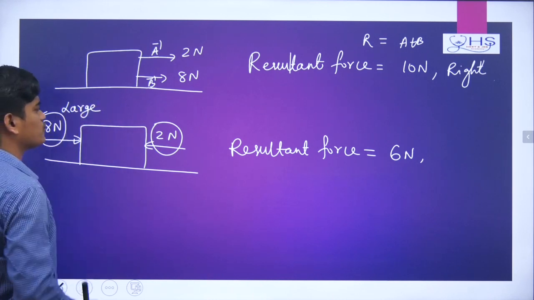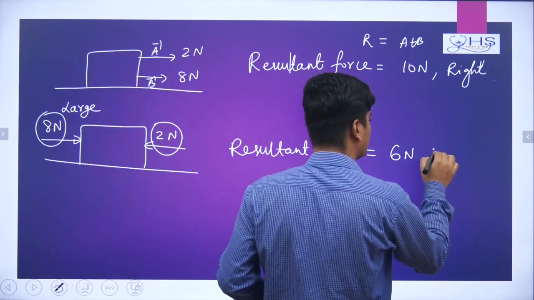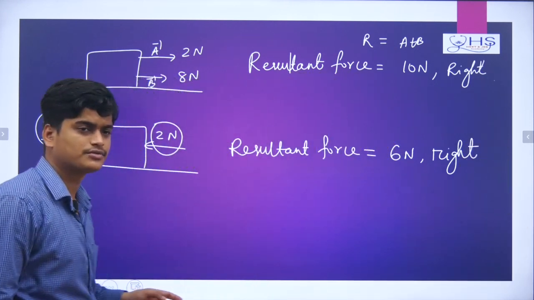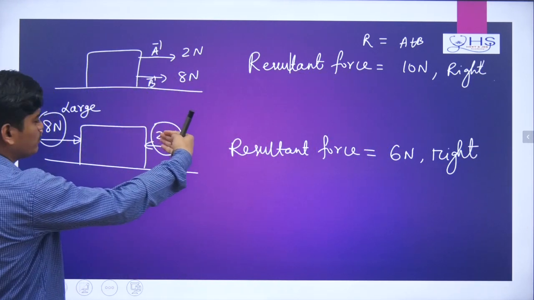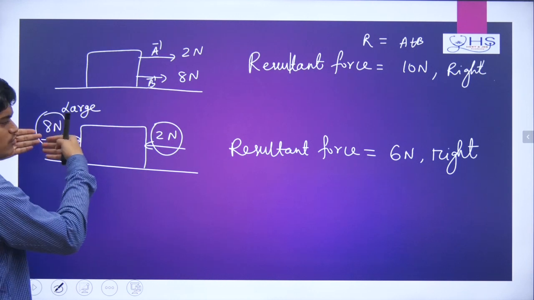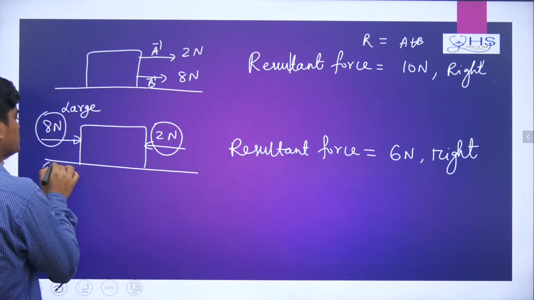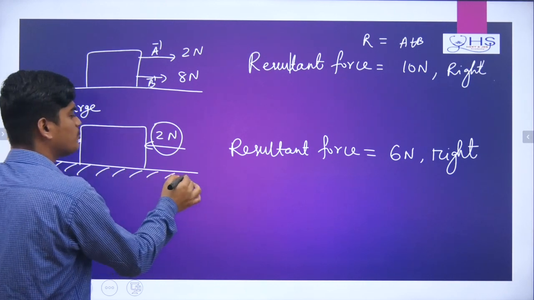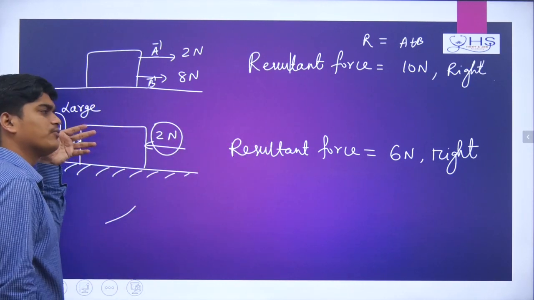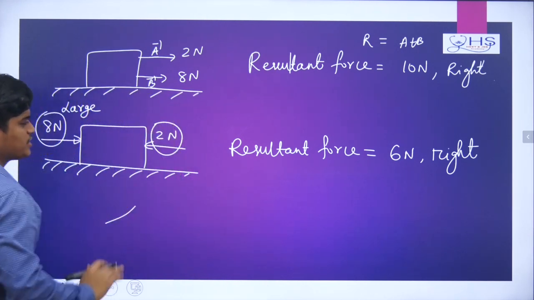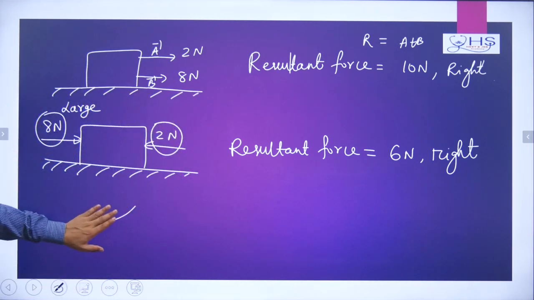If this is the large force, then the direction will be in the direction of the large force. That means 2 Newton will cancel some of the 8 Newton force, and the resultant will be 6 Newton. Then this total system will move with the 6 Newton net force towards the right. Okay. This is the condition you are understanding about the resultant force.